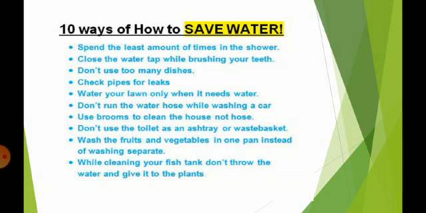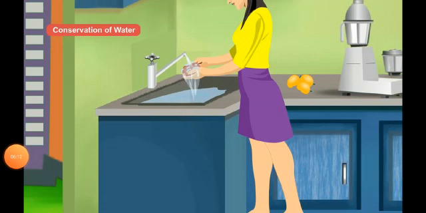Don't run the water hose while washing a car. Use brooms to clean the house, not a hose. Don't use the toilet as an ashtray or waste basket. Wash the fruits and vegetables in one pan instead of washing separately. While cleaning your fish tank, don't throw the water away, give it to the plants. I have a little video for you through which you can understand the importance of water. So let's watch it together.